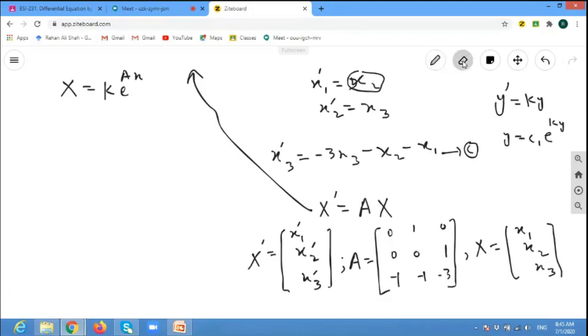Yes, sir. So I am taking this e power lambda x. So the solution of this system of differential equations can be expected in this form: x is equal to k e power lambda x. If you take the derivative, this will become x dash, and x dash will become k lambda e power lambda x.